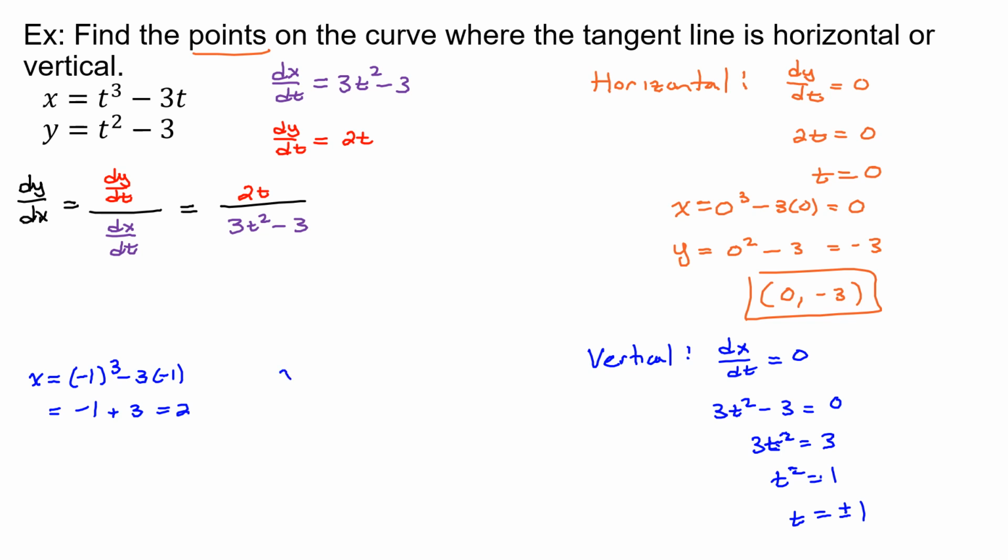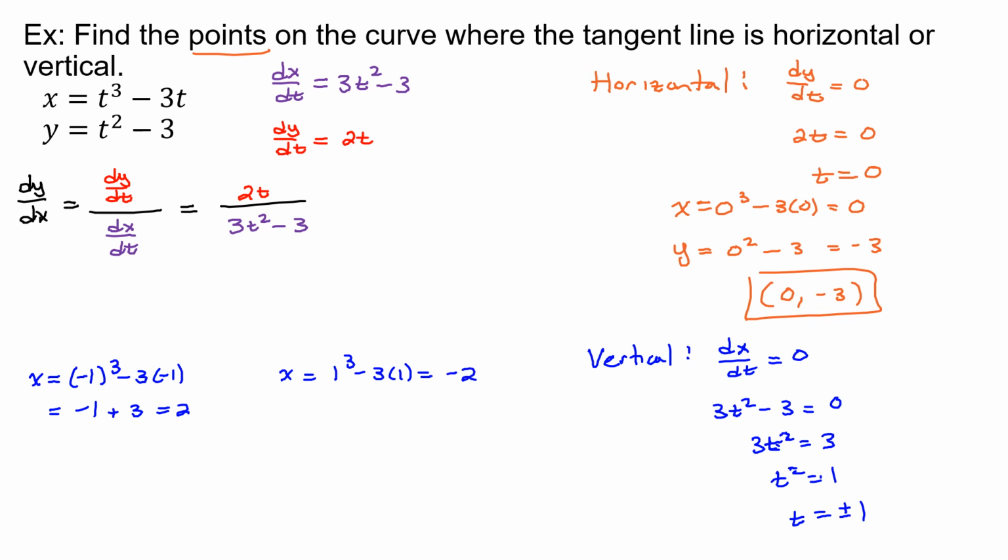And then I also have to plug in positive 1. And if I plug in positive 1, I'll get 1 cubed minus 3 times 1. That'll actually give me negative 2. 1 minus 3 is negative 2.